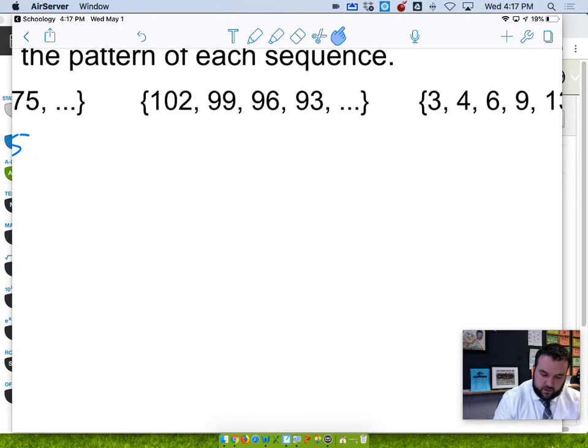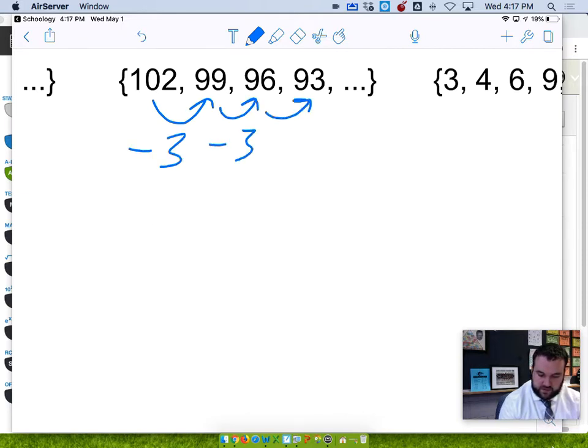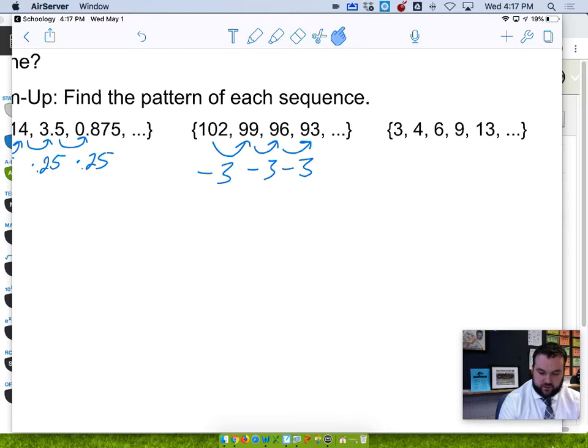Okay, here from 102 to 99, I see that the numbers are falling, but they're falling gradually, so hopefully subtraction will do the trick. 102 to 99 is minus 3, this is minus 3, and that's minus 3. So there's our pattern, real simple.